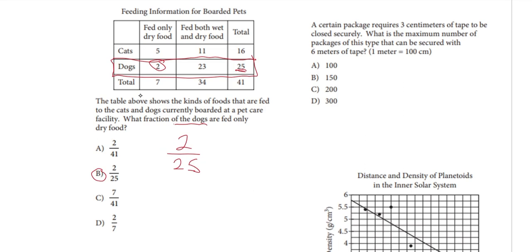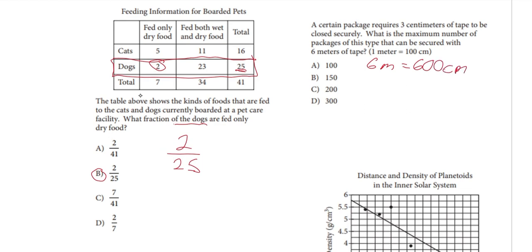This next one says a certain package requires 3 centimeters of tape to be closed securely. What is the maximum number of packages of this type that can be secured with 6 meters of tape? What we need to do first is turn the 6 meters of tape into centimeters, and then we need to divide it by 3. It says that 1 meter is 100 centimeters, so if we had 6 meters, that would be equal to 600 centimeters.